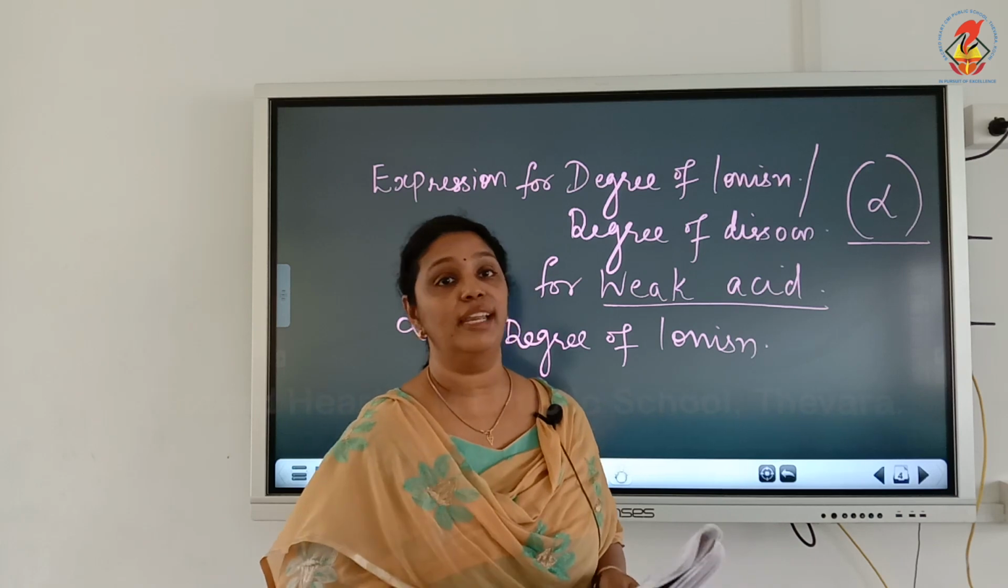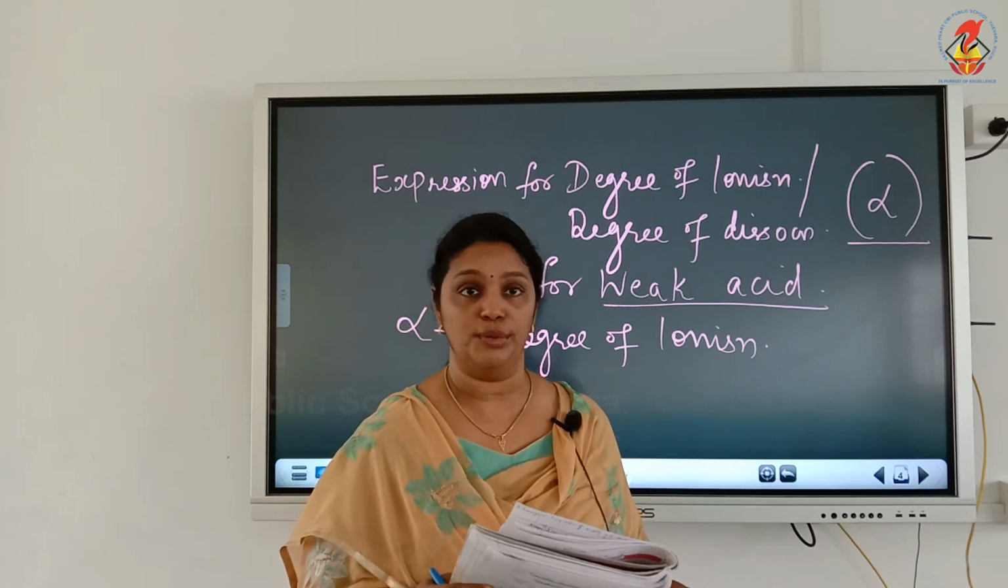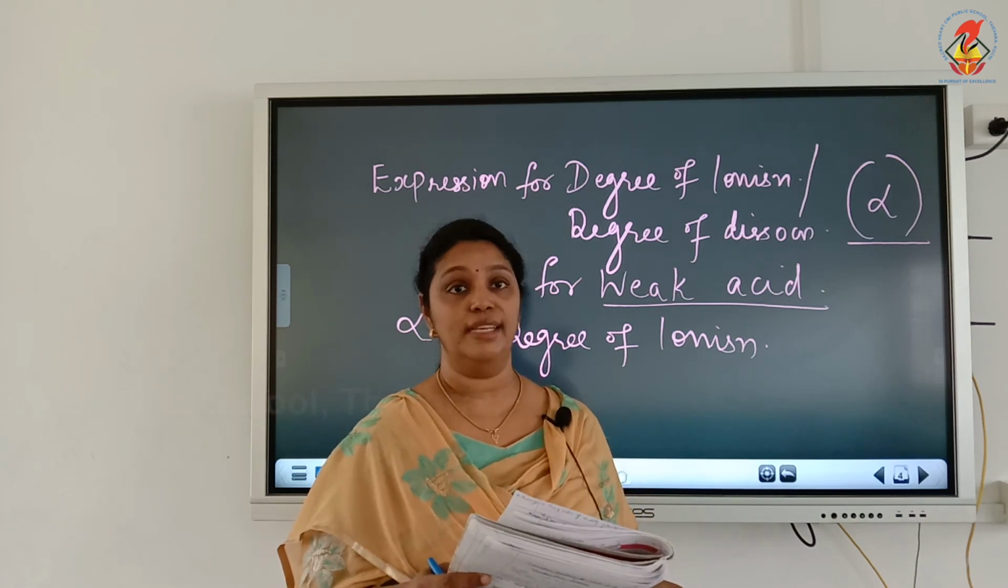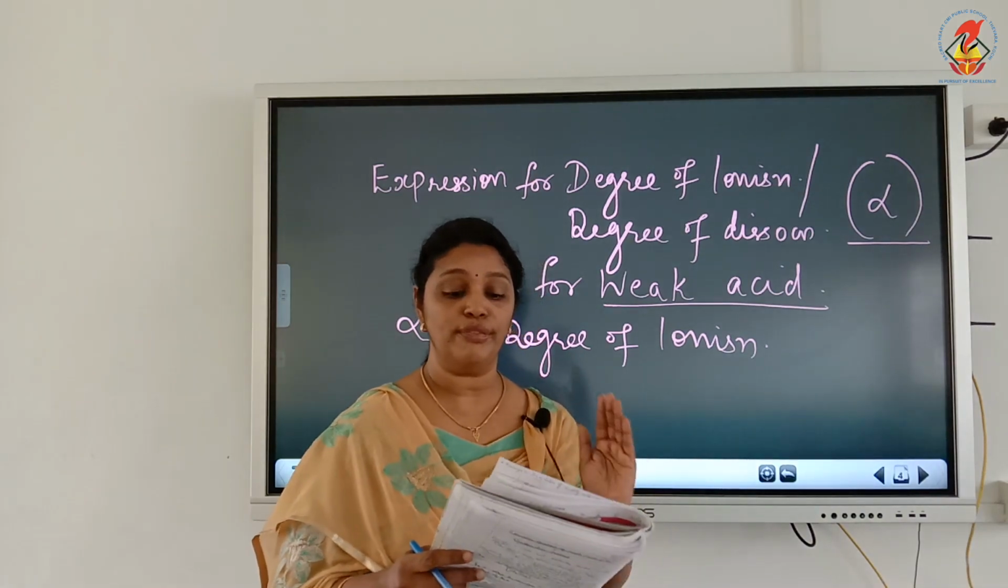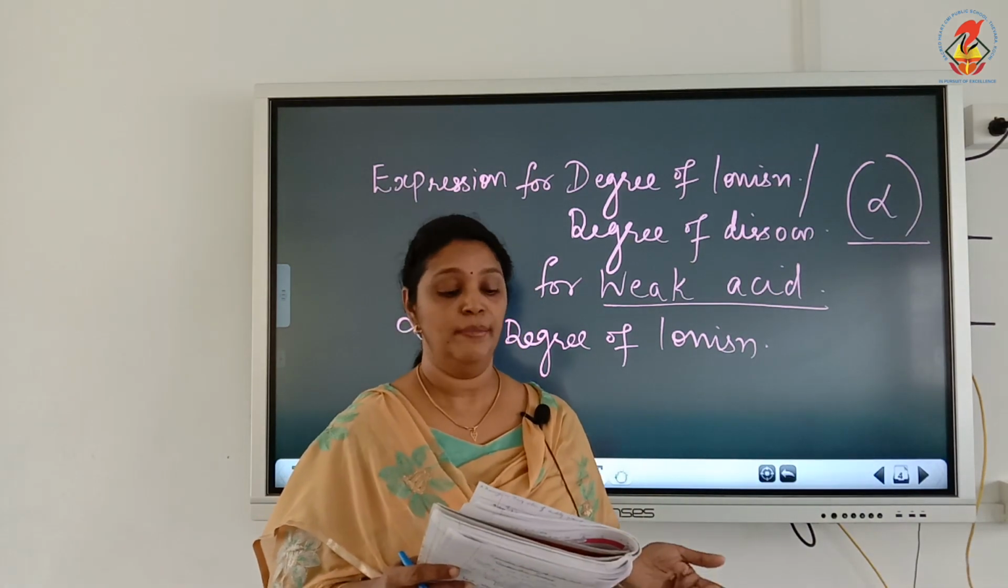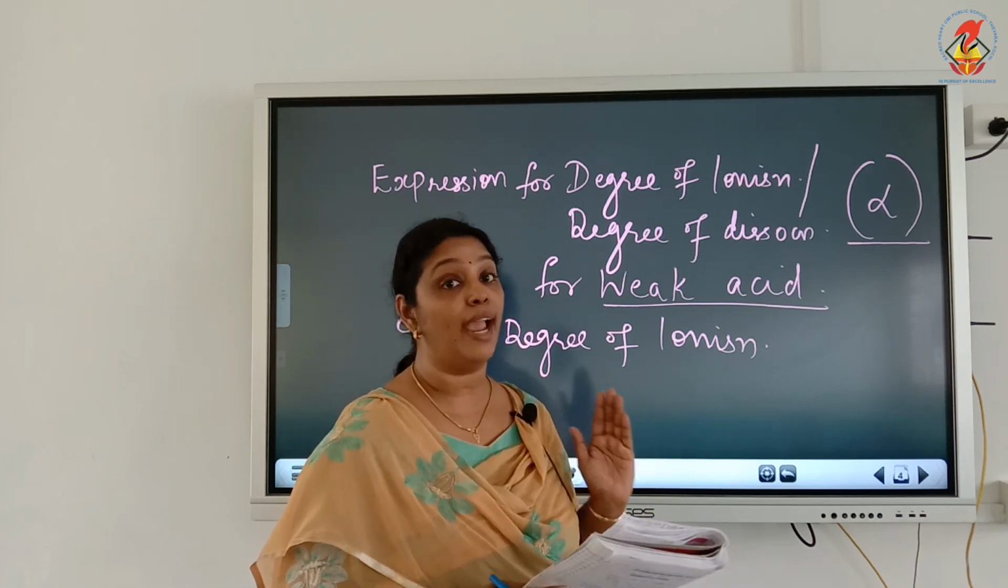So how can we define alpha? Alpha is the fraction of total number of moles of electrolyte ionized. That is the definition of alpha. Now let's see the derivation for alpha, to get an expression for alpha.